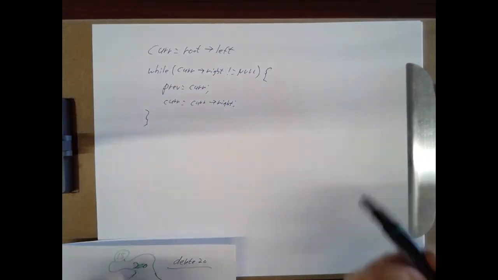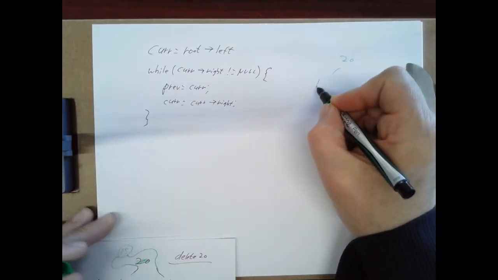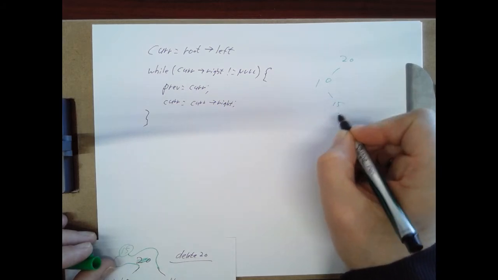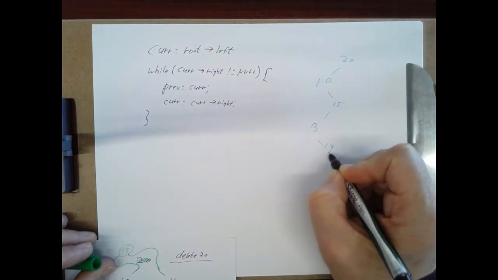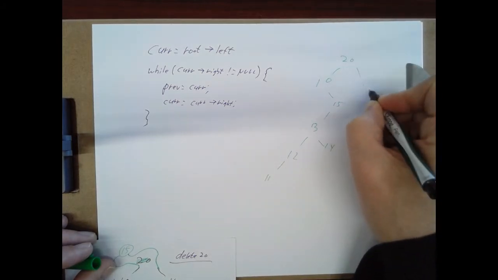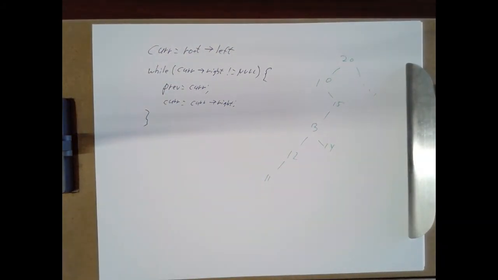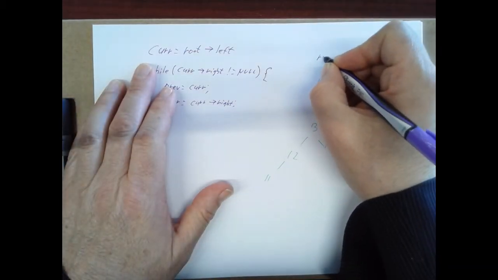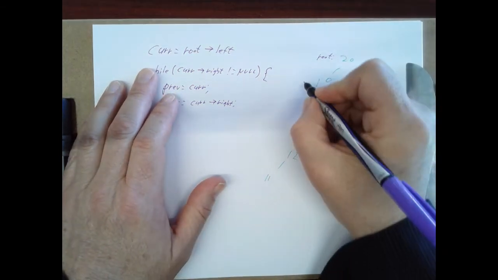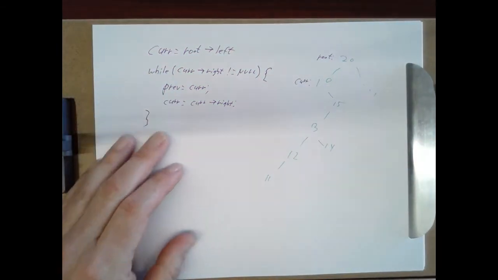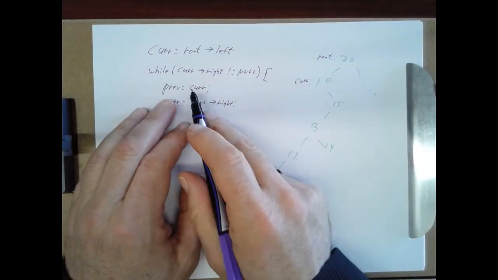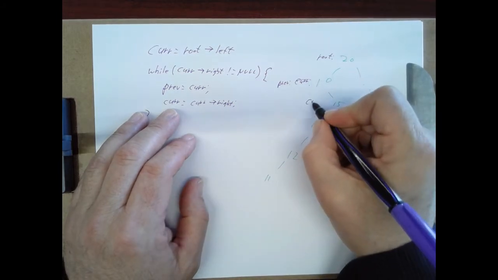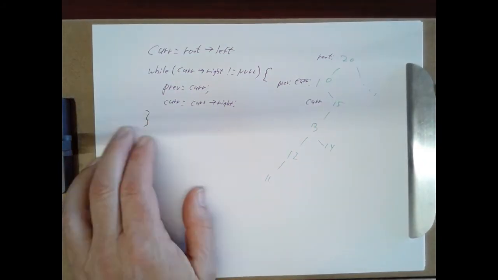So let's see what this does. 20, 10, 15, 13, 14, 12, 11, and some other stuff over there on the right. All right, so here's the root. Current will be root arrow left. And while current right is not null, we'll set previous equal to current, and we'll set current equal to current arrow right, and we'll come back up.